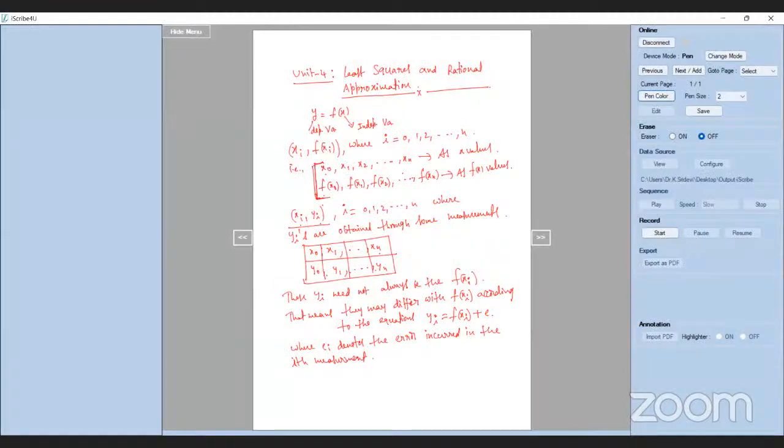So these y values are not always the same as these f of x0, f of x1, f of x2, and so on, f of xn values. So this yi is equal to this f of xi plus e, that means y0 is equal to f of x0 plus e. So the difference between y0 and f of x0 is nothing but the error that will develop.